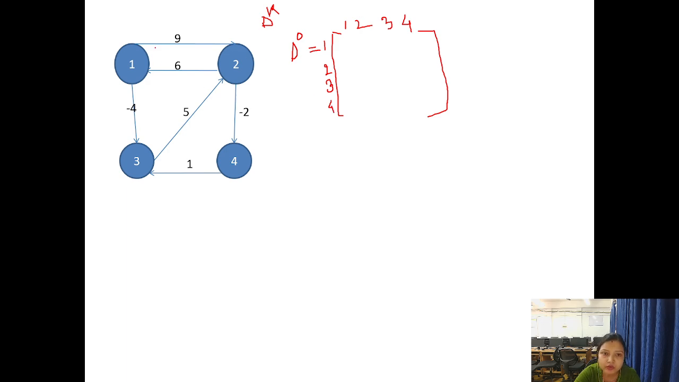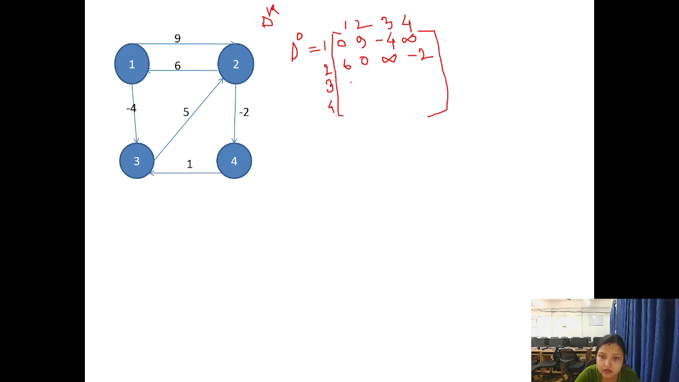We will write the distances. From 1 to 1, that is 0. 1 to 2 is 9. 1 to 3 is minus 4. 1 to 4, there is no direct path, so we will set it to infinity. Next, 2 to 1 is 6. 2 to 2 is 0. 2 to 3, there is no direct path, because the direction is the other way, so it is infinity. And 2 to 4 has a direct path, which is minus 2.